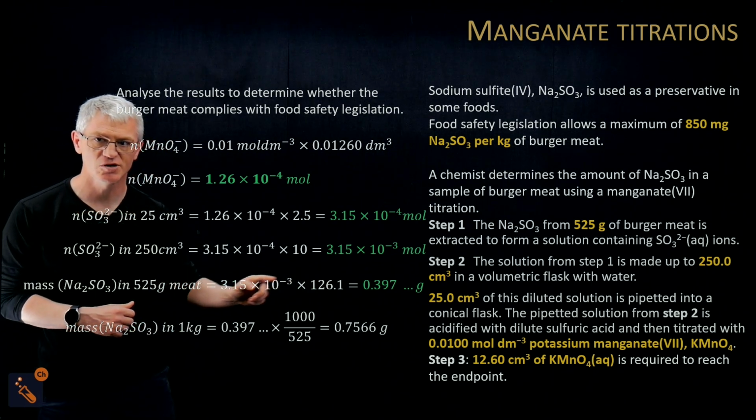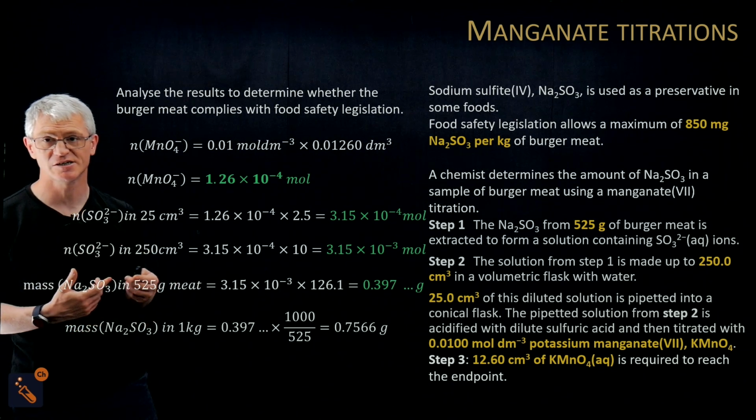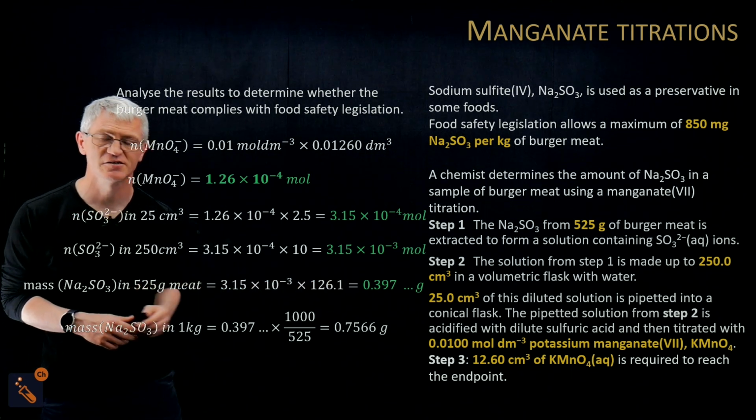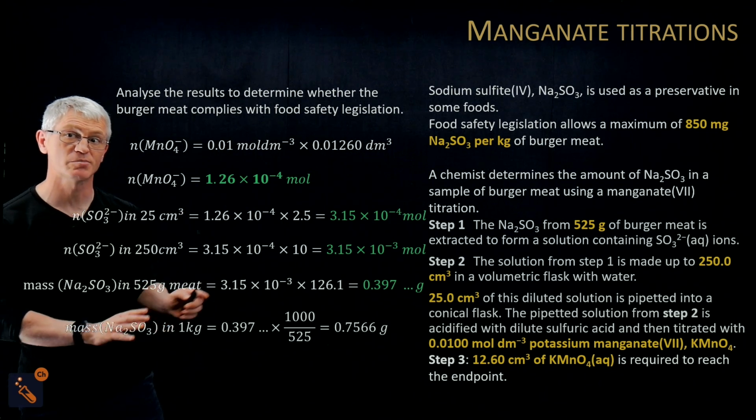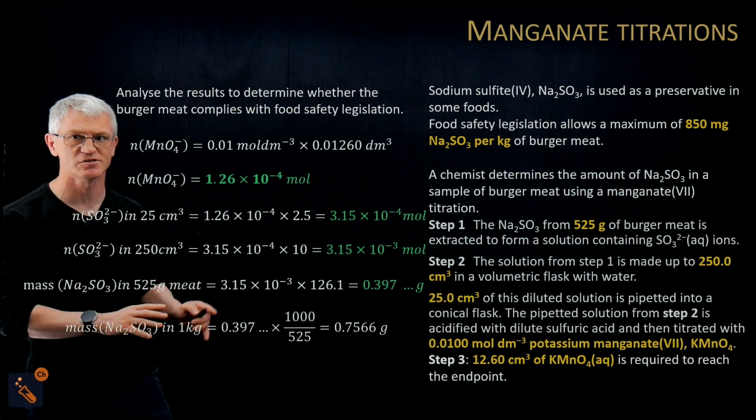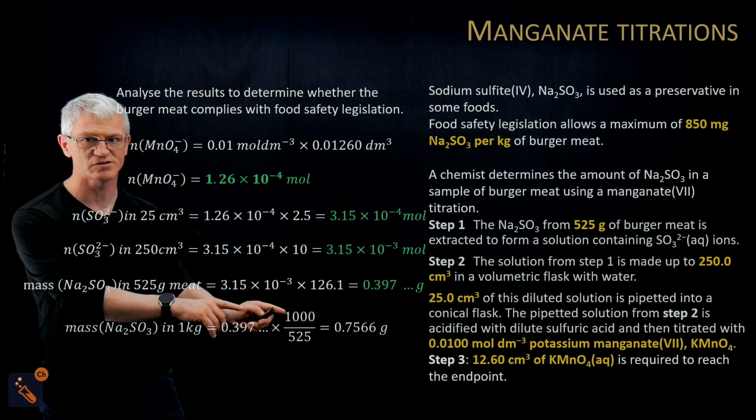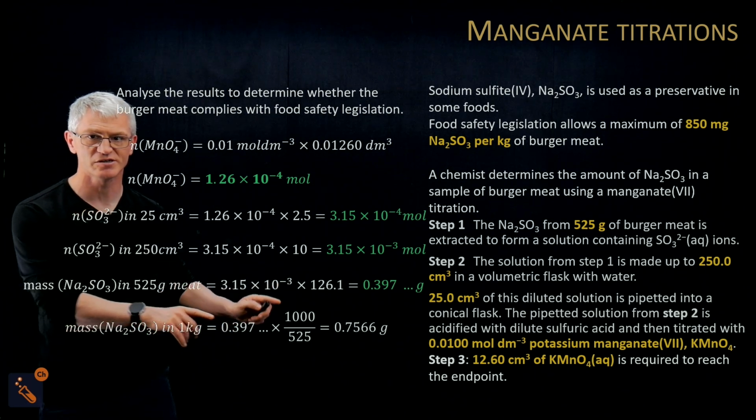So it's moles times molecular mass gives you the mass of, and that's just manipulation of moles equals mass over MR. That gives you your mass of your sodium sulfite. Okay, and then all we do is try and apply it to the whole, to a kilo, because it's in 525 grams. So let's find out how many times 525 goes into a kilo, which is 1,000 grams, and then times our mass by it to bring it up.